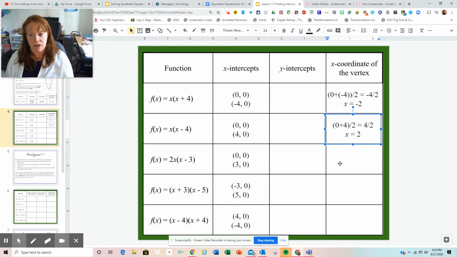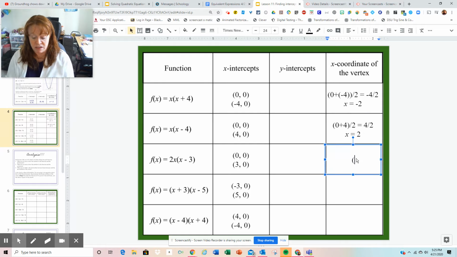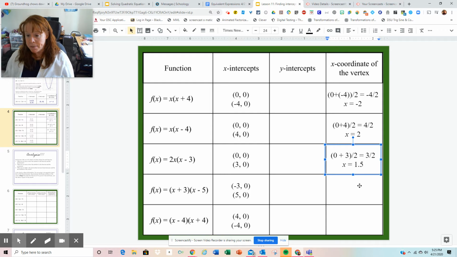This one's a little bit different. I've got 0 and 3. It's the only reason why it's different. Okay, 0 plus 3. And it's different because 3 is not an even number. 2 doesn't go into it evenly, but it will still give a terminating decimal. I don't have to leave it as a fraction, but you can. So my x is going to be 1.5. 1 and 1/2, 3 halves, whatever you want it to be. It's got to equal 1.5.